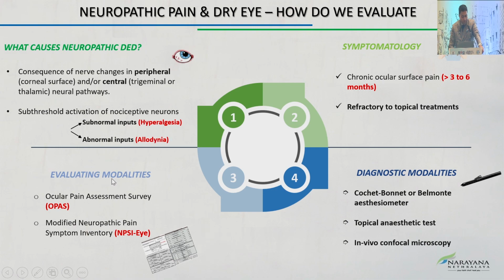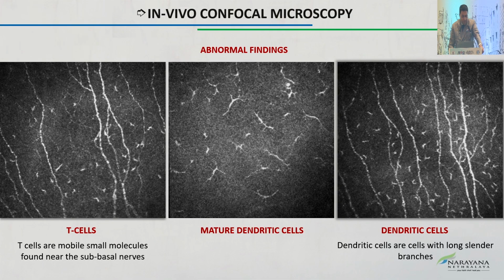You do have a lot of questionnaires on this. And symptomatology: most of them do suffer for more than 3 to 6 months, and there are different methods to evaluate, from aesthesiometry to the topical anesthetic test, to see the difference between central versus local causes of ocular pain, and of course the role of confocal microscopy. One of the most important things in confocal microscopy is the ability to pick up neuropathic pain versus ocular inflammatory driven pain.